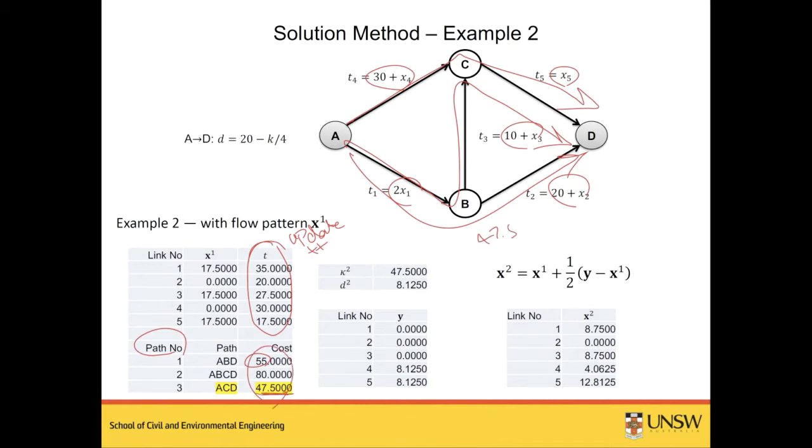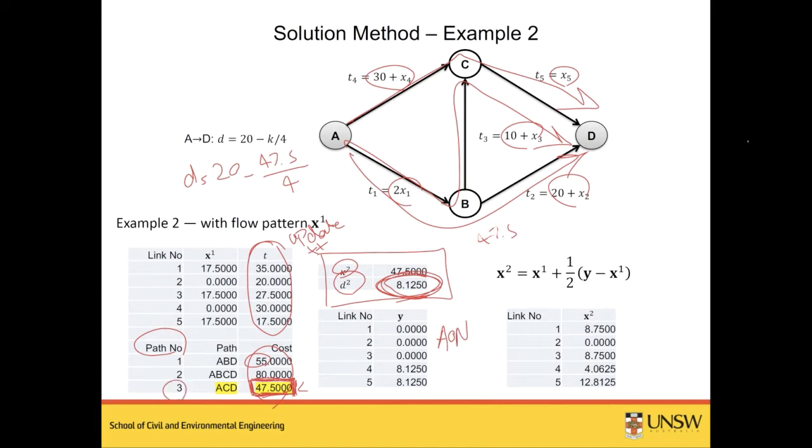And now we can see that this is the new shortest path, right? So this is the new shortest path travel time. So this would be my K. And now I can calculate the new demand again because demand is changing. Demand would be 20 minus 47.5 divided by 4. So if you calculate that, you get 8.125. So look, I keep track of K and D in addition to all the flows and travel times. So this would be my new demand. Now I'm going to do an all or nothing assignment using this new demand that I calculated. So this is my shortest path. So all of this 8.125 will be assigned to this path number 3.